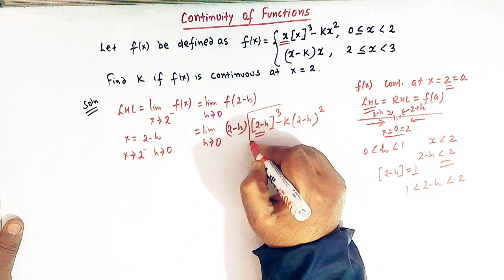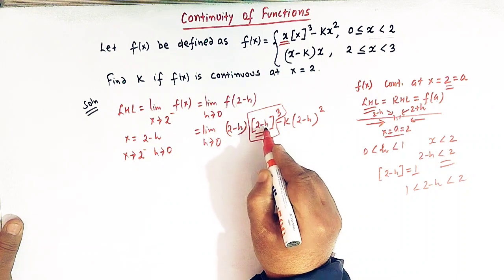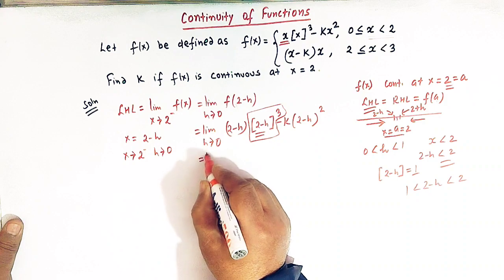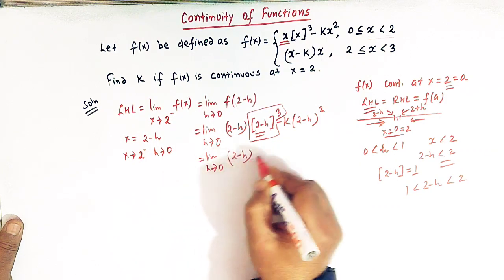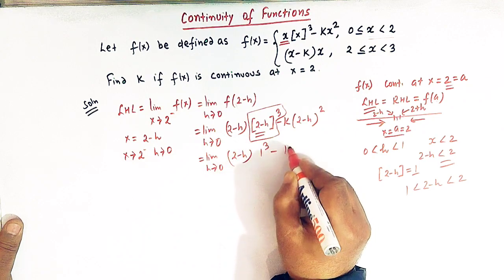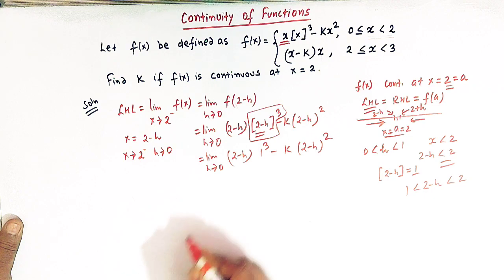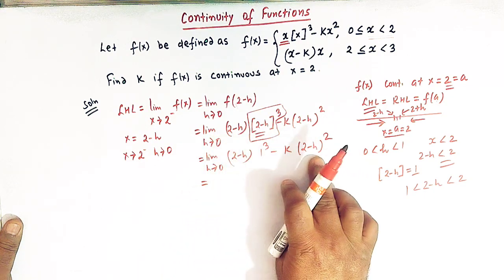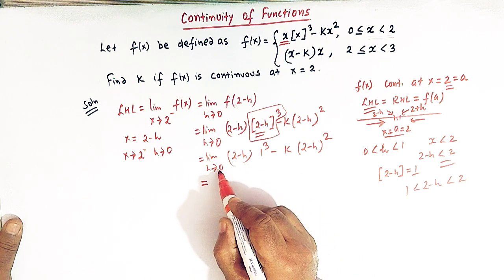So here we'll take the cube of the greatest integer of 2 minus h as 1 cube. So we have the limit as h tends to 0 of (2 minus h) times (1 cube minus k) times (2 minus h) square, right? Okay, so now when h tends to 0, this limit may be obtained by replacing h by 0.